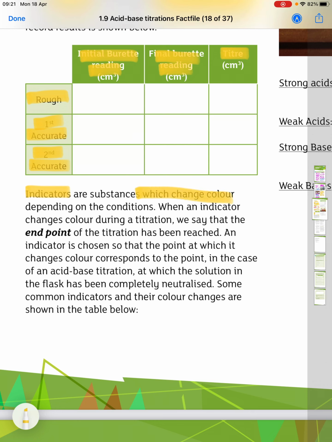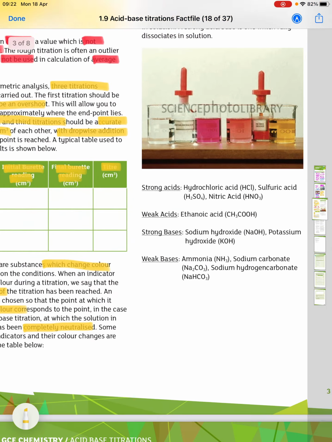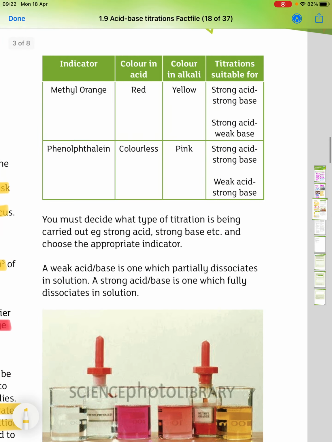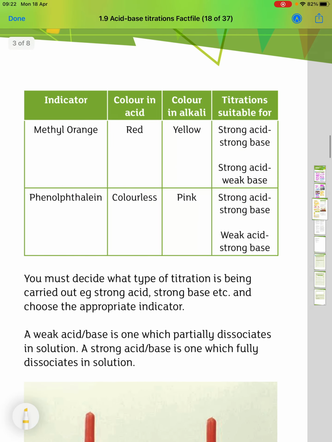Indicators then are used. They're substances which change colour depending on the conditions. So when an indicator changes colour during a titration, we say that the end point of the titration has been reached. And an indicator is chosen so that the point at which it changes colour corresponds to the point, in the case of an acid-base titration, at which the solution in the flask has been completely neutralised. So some common indicators and their colour changes are given here.